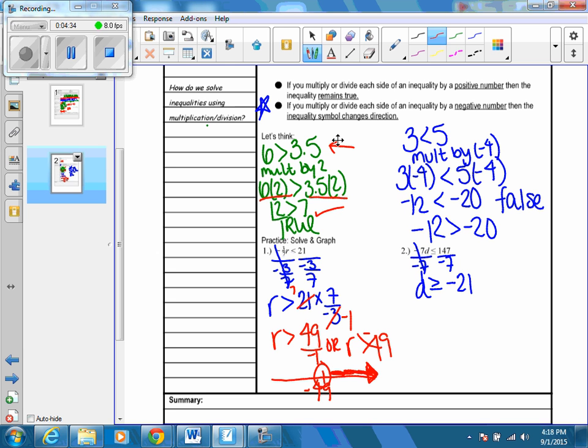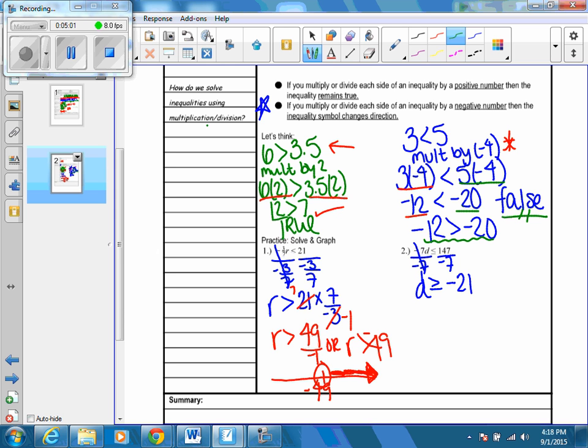But if I do something a little different, let's look at 3 is less than 5, and I want to multiply it by negative 4. Well, 3 times negative 4 is negative 12. But 5 times negative 4 is negative 20. Negative 12 less than negative 20 is false. So when that is the case, I have to switch the direction of my sign. So now negative 12 is greater than negative 20.